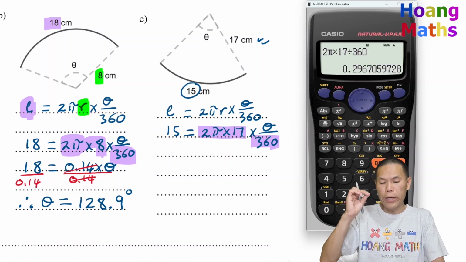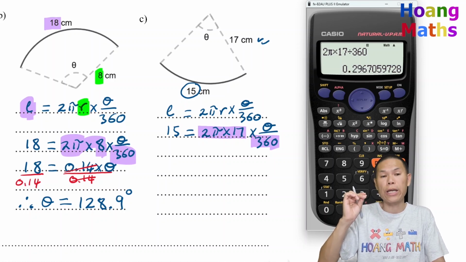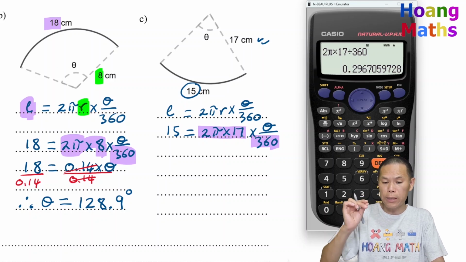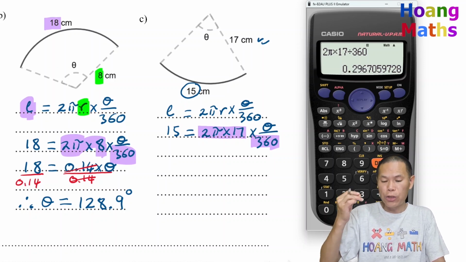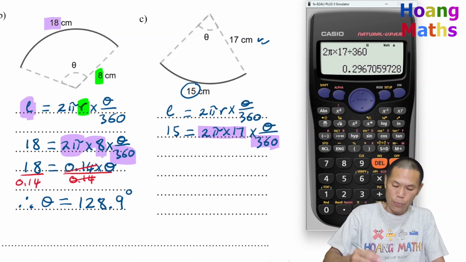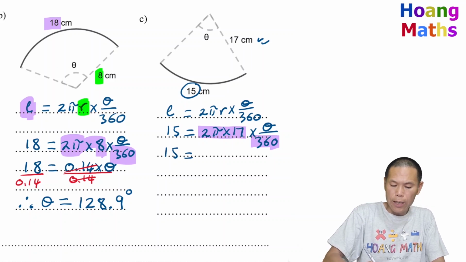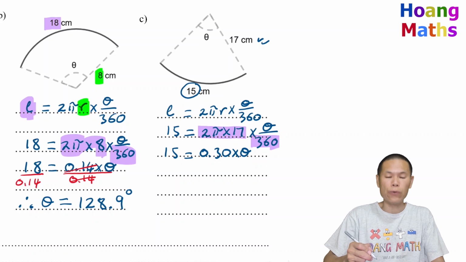So 0.296. So let me just write 0.30, or you can just write 0.29. Doesn't matter because we're not going to use those numbers. We're going to use the answer, right? Or you can just write 0.30. 15 equals 0.30 times the angle theta. Just put times in between. So it's easier to read, that's all.